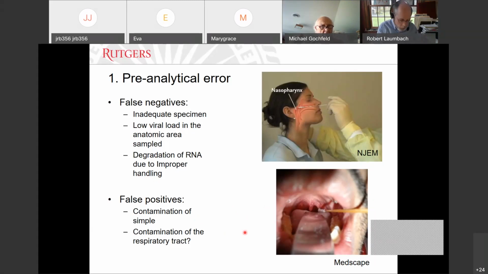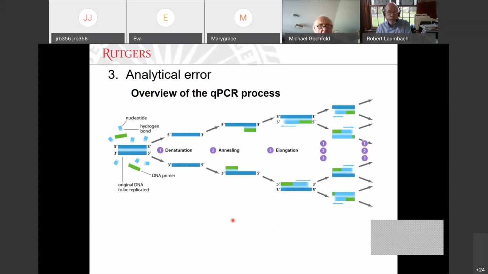If there is viral RNA in the air, then when people are breathing and they're, say, in the hospital again, there may be viral RNA that contaminates actually the respiratory tract, which is not actually necessarily causing an infection. And then there's analytical error.